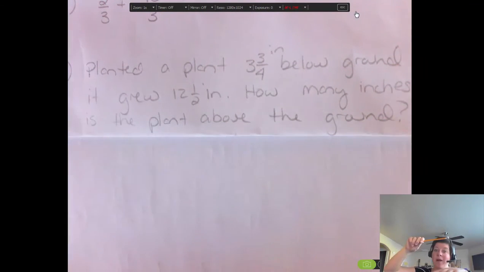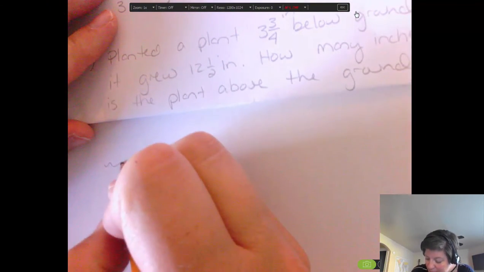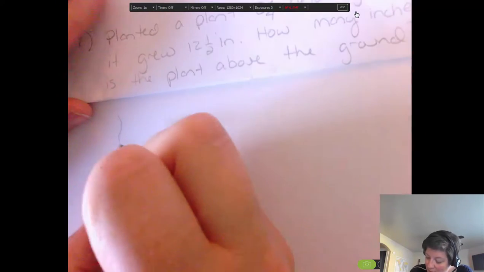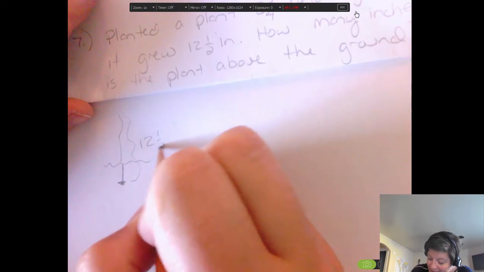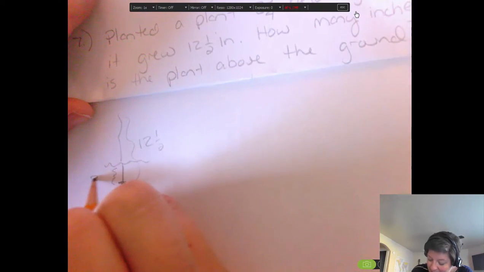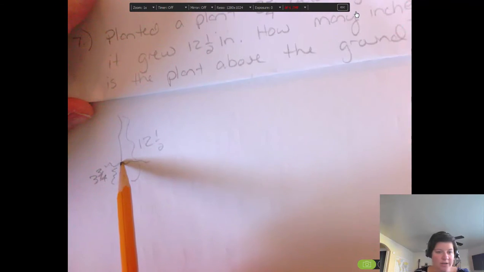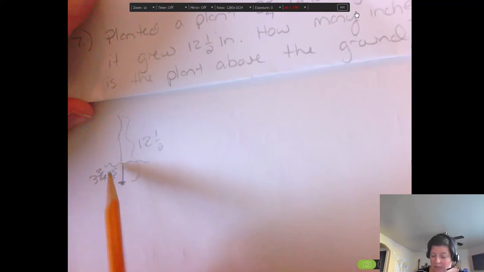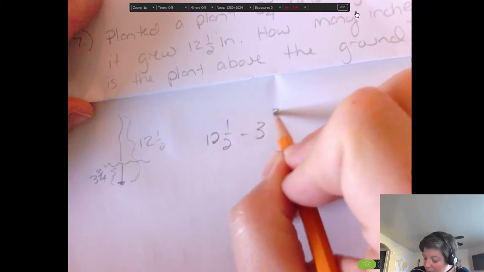Well, not this part that is below ground, right? So you have this little part that's below ground where you put the little seed, and then he grew up. Well, we know he grew a total distance of 12.5, and we know we planted it 3 3/4. So how can I find just this distance here? Well, I take the whole distance and subtract this one. So I'm going to take 12.5, and I'm going to minus 3 3/4.